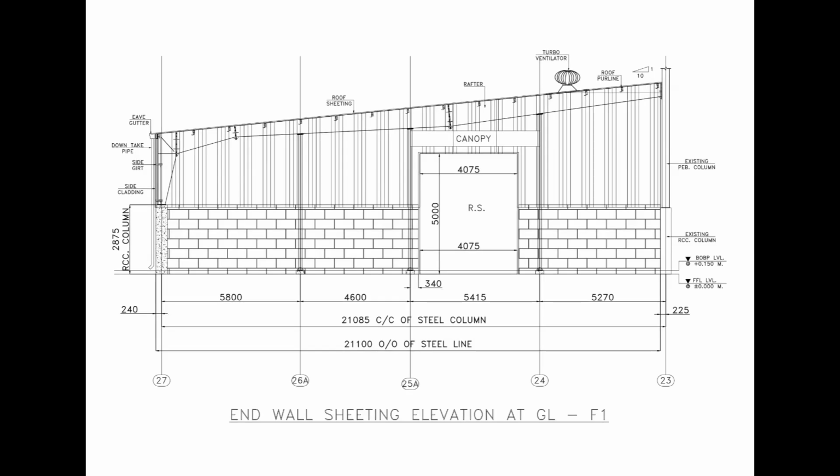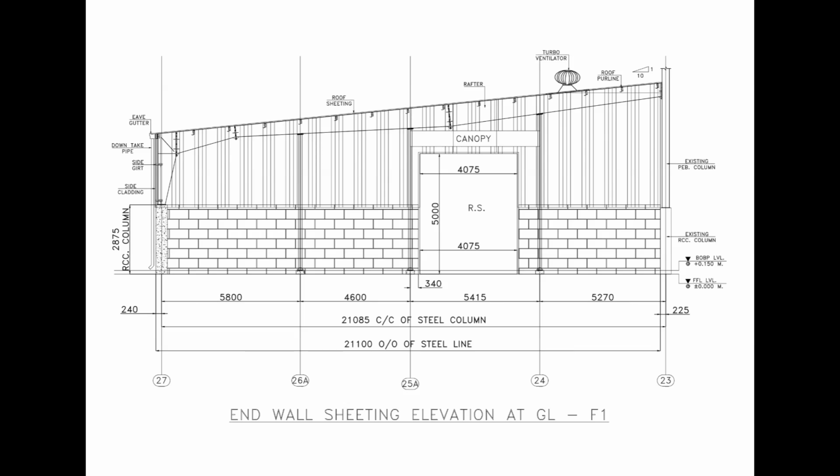This is the sheeting elevation corresponding to the same end wall at grid line F1. The structural arrangement from the previous slide is now shown with the wall sheeting installed. The rolling shutter opening remains clear, while the surrounding upper wall areas are enclosed with cladding. The canopy above the opening is also visible.